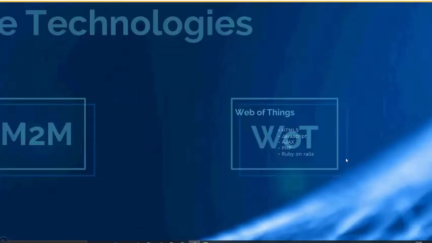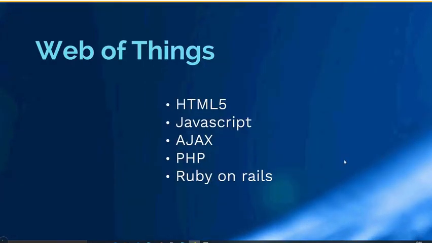Moving on to WoT or Web of Things. IoT and Web of Things are often confused. Web of Things concentrates on web technology such as HTML5, JavaScript, Ajax, PHP, Ruby on Rails, etc.